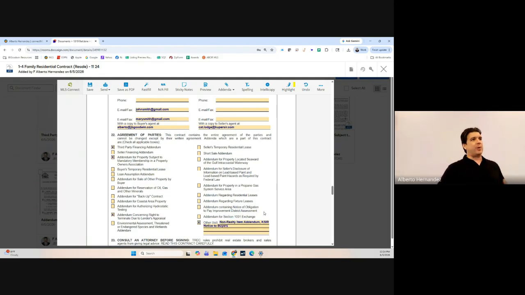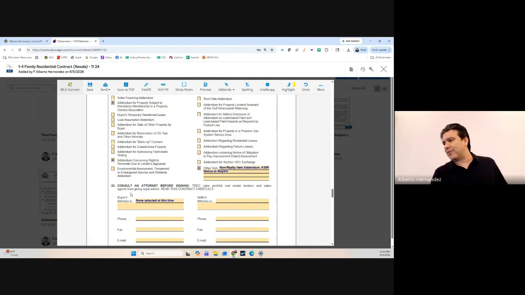So now both those addenda are also part of the contract as well. Lead paint isn't part of this. Lead paint is, on-site sewer isn't part. So those are other things I might include in the contract if necessary, right?